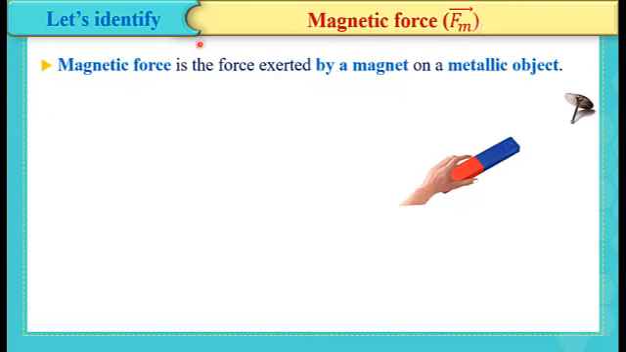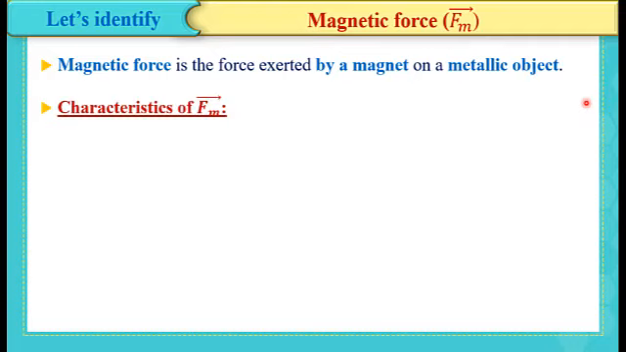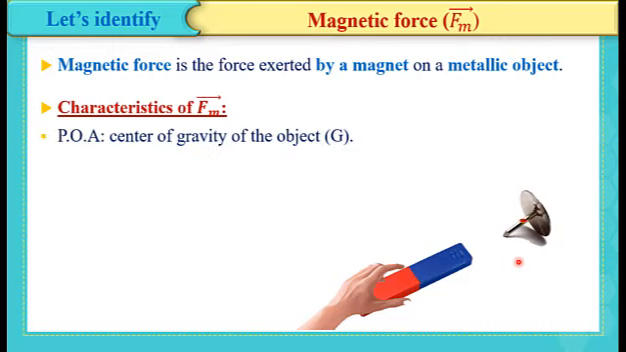Let's identify. Magnetic force is symbolized with capital F with a small m. Of course, we have a vector above it. The magnetic force is the force exerted by a magnet on a metallic object. Here we have the magnet trying to attract the metallic object. Characteristics of this force. Of course, first we have the point of application. It is a force that acts from a distance, so the point of application is the center of gravity. Here, the center of gravity is given, because the pen has an irregular shape.